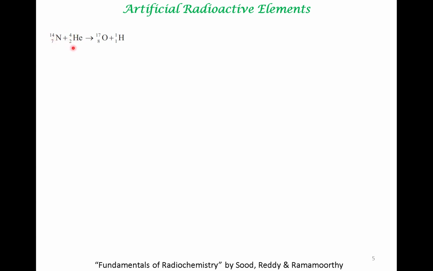For example, when an alpha particle bombards a nitrogen atom, you get oxygen and hydrogen, right? So again, 7 plus 2 is equal to 8 plus 1. That is, the atomic number is balanced. 14 plus 4 is equal to 17 plus 1. The atomic weight is balanced. Okay, so this is another simple rule for a nuclear reaction.